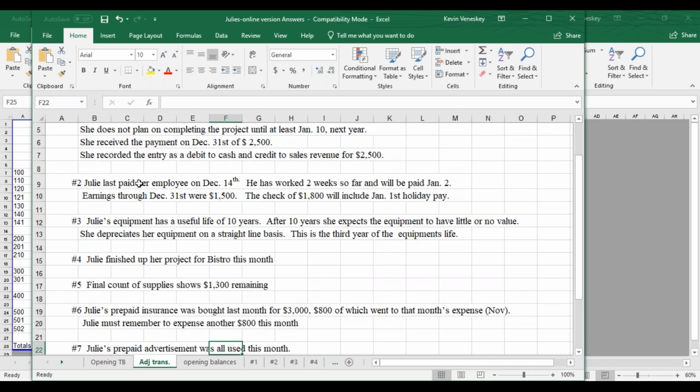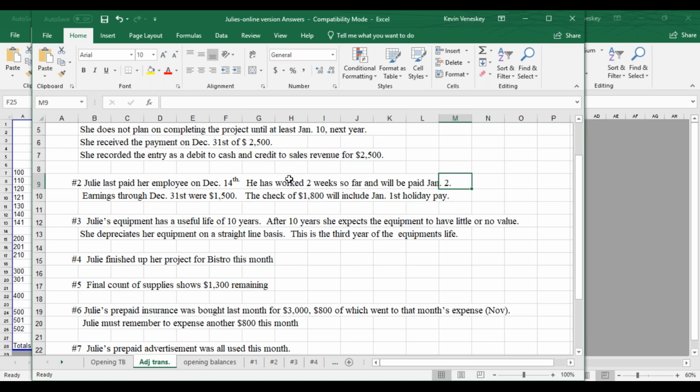All right, we're going to go through numbers 2 through 7. These are all of our adjusting entries. No cash should be made or entered in for 2 through 7. Julie last paid her employees on the 14th. She will next pay them on January 2nd, but they will have worked between the 14th and the 2nd. So we need to show that they've worked. It tells us that they have earned $1,500 through the end of the year, and then with their holiday bonus, they will get $1,800 on payday January 2nd.